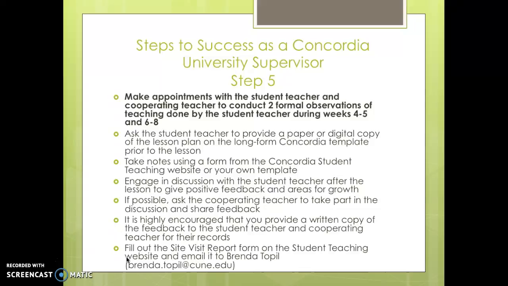Step 5 is to think about making your appointments with the student teacher and the cooperating teacher to conduct your 2 formal observations of teaching. These usually should be done during weeks 4 and 5 for the first formal observation and weeks 6 and 8 for the second. Before you go, ask the student teacher to provide a paper or digital copy of the lesson plan using the long form Concordia template, which again is found on the student teaching website.